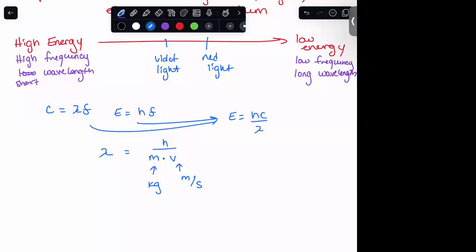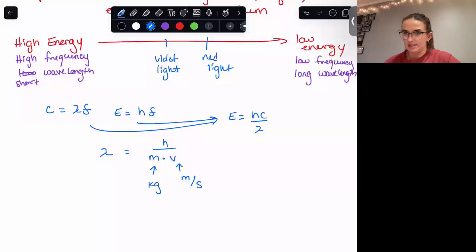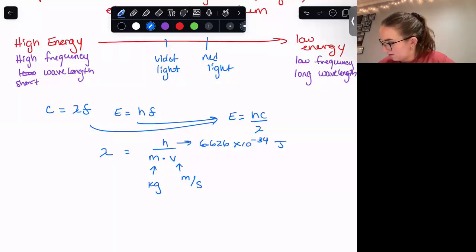Is Planck's constant in joules per second? Yes, this is going to be 6.626 times 10 to the negative 34 joules times seconds. The unit should be given to you along with the constant on your formula sheet. So just double check, make sure that I'm not messing that up.